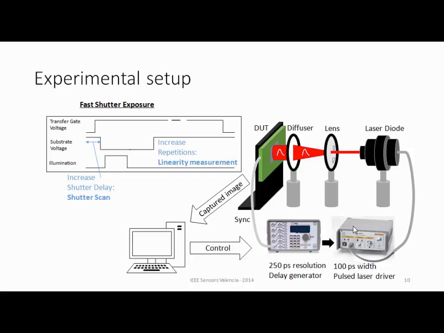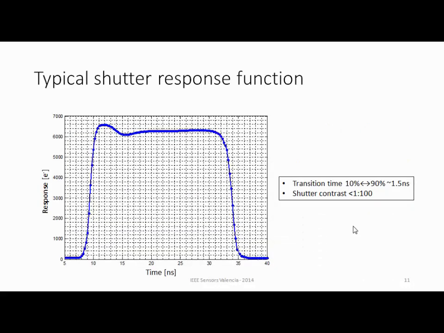So this is the characterization system. Basically, we use the pulse laser and we sweep. We do a convolution of the picosecond pulse laser with the shutter form. That's how we characterize the shutter. I'm starting to talk quickly because my time is ending.